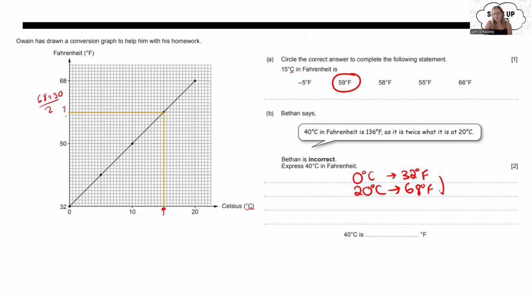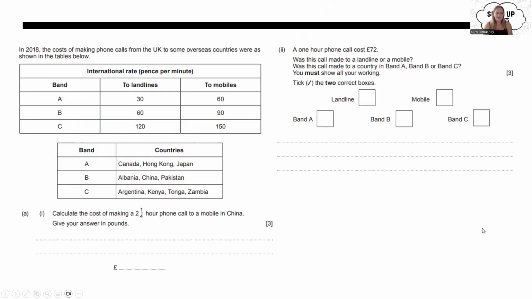So we need to work out what is the difference, what happened from here to here. And essentially we're then going to add that difference on again. So easily, you've got a calculator. 68 take away 32 gives you 36 degrees Fahrenheit. And then we're going to add that on again. So 68 plus 36, and that will give you your 104. And there we go. That's that question done. Didn't really need a calculator there, but if you wanted to, you could use it. Next question.